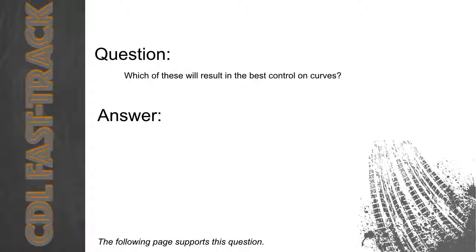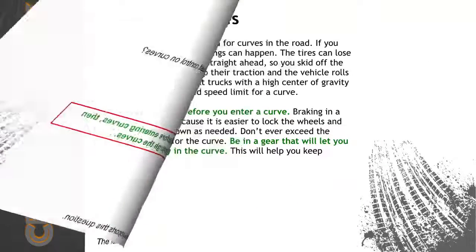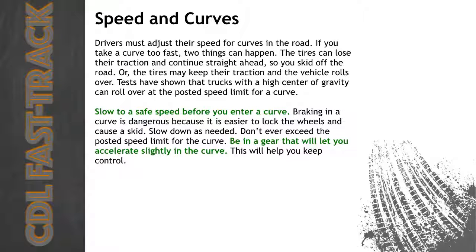Which of these will result in the best control on curves? Speed and curves. Drivers must adjust their speed for curves in the road. If you take a curve too fast, two things can happen. The tires can lose their traction and continue straight ahead, making you skid off the road, or the tires may keep their traction and the vehicle rolls over.